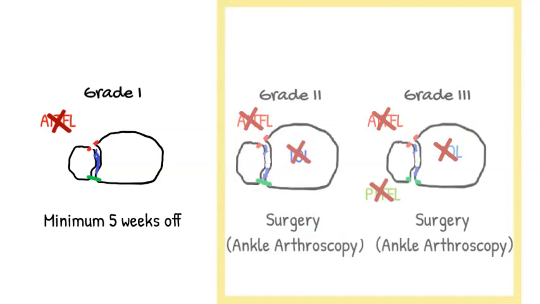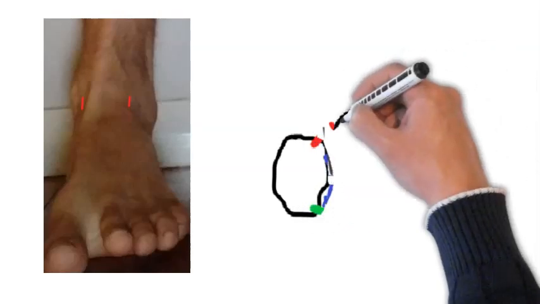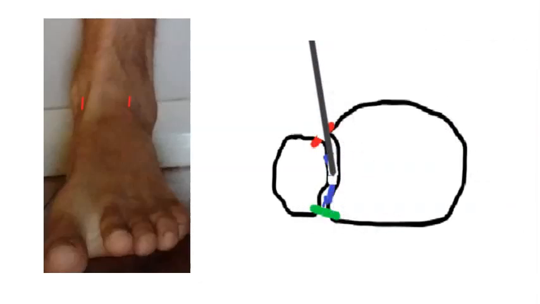So usually grade 2 and grade 3 are the types of injuries where we're recommending surgery. If you have a grade 1, just an AITFL, then generally not. The red areas there are where the ankle arthroscopy is done, so the 2 little cuts you'll typically find.